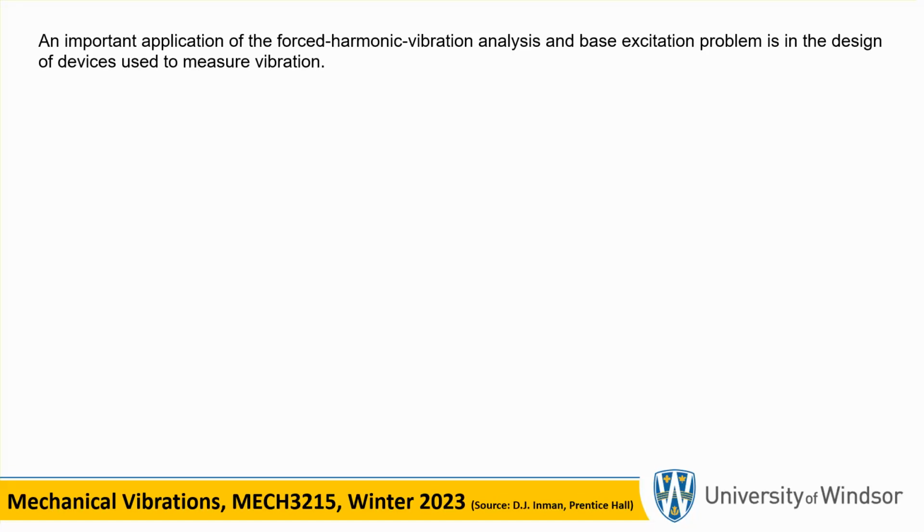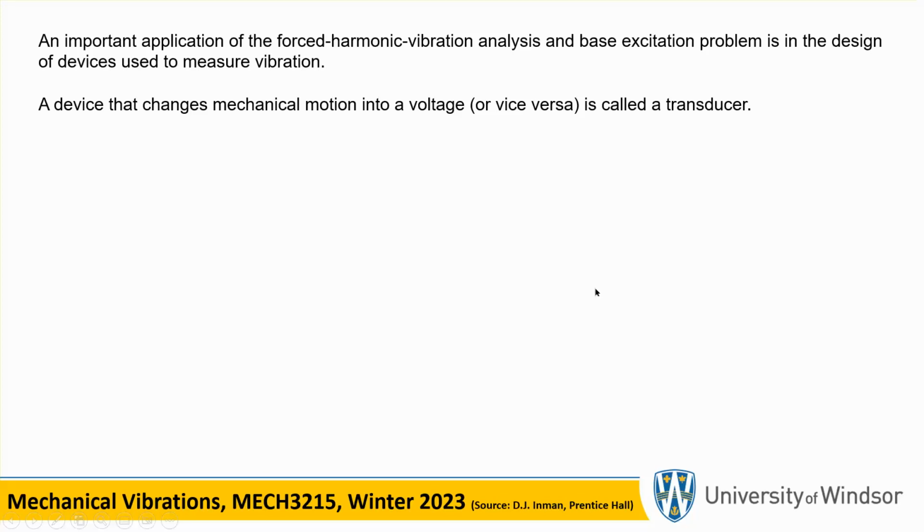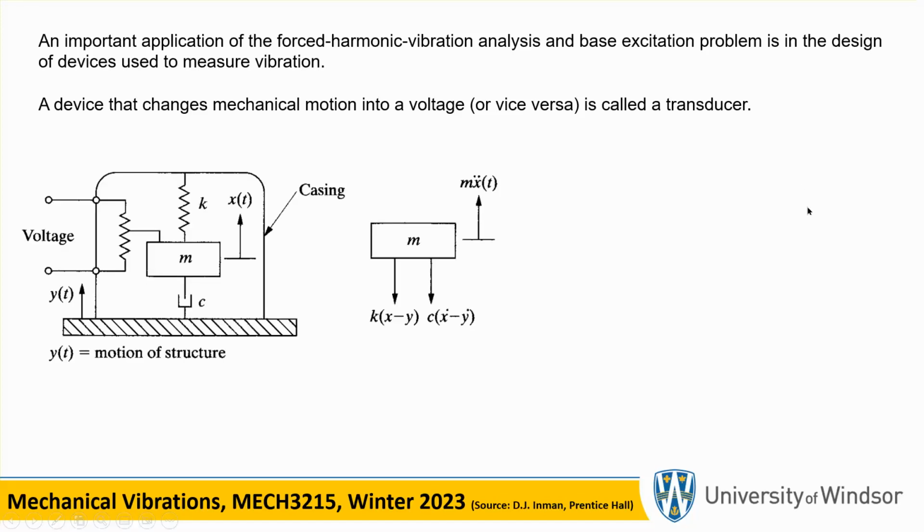the design of an accelerometer. So, first of all, any device that changes mechanical motion into a voltage is called a transducer. For example, when you take an accelerometer, the motion of the ground, the motion of the thing that it's being attached to, will be picked up by this device and converted somehow into a voltage, and therefore it's a transducer.